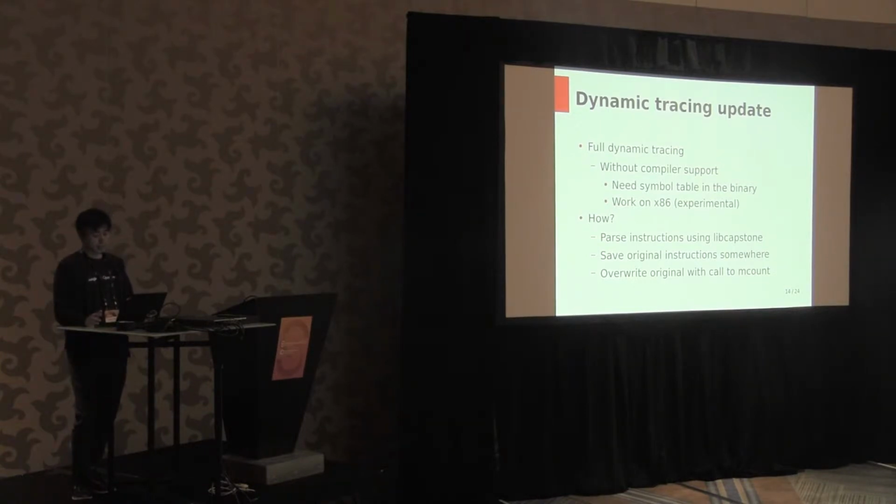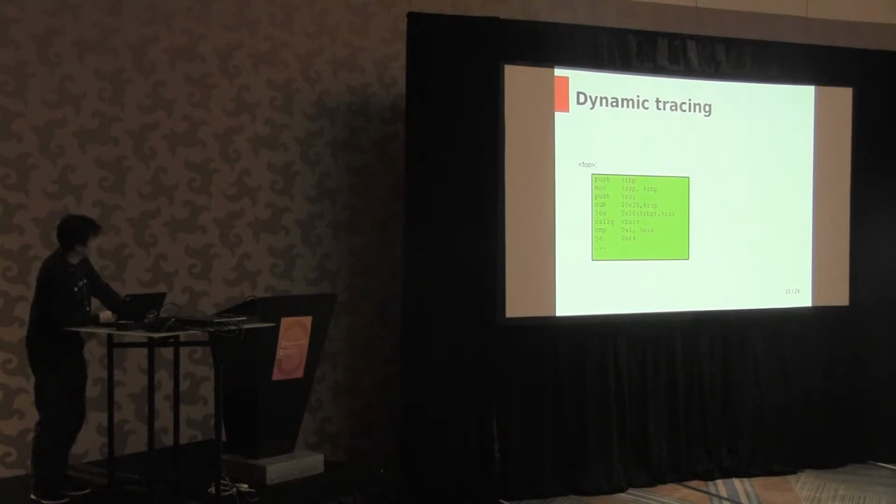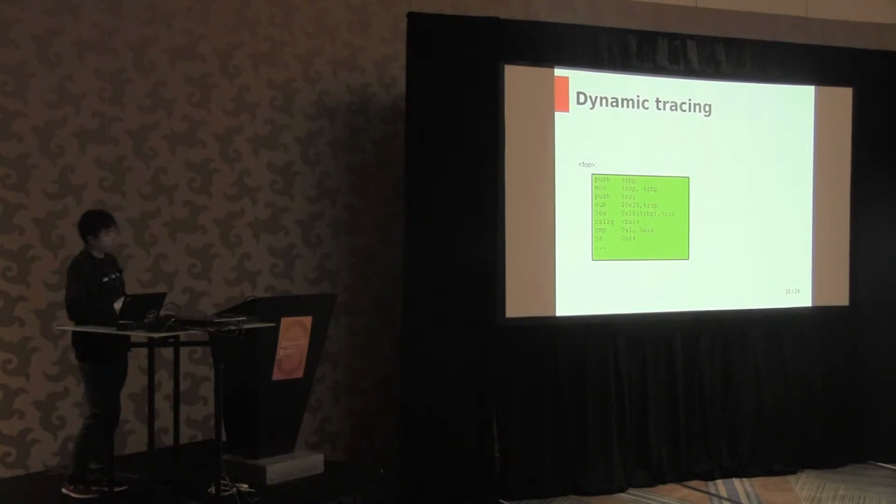But the basic idea is it's very similar to how kernel kprobe jump optimization works. So basically, it parses the instructions in the function prologue, and if it's traceable, it can save the original instructions in the prologue to a different location, and then overwrite the instructions with a jump to mcount or similar uftrace functions. So this is a diagram to explain it.